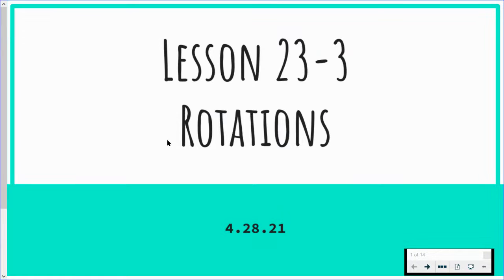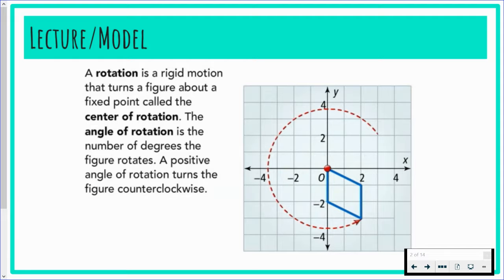In this video, we are going to talk about our last type of transformation on the coordinate plane, which is going to be a rotation. We have previously discussed reflections and translations, and now we're going to talk about rotations. In other words, we are going to be talking about turning.